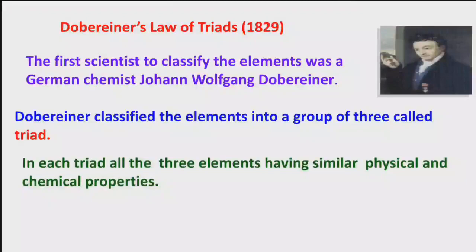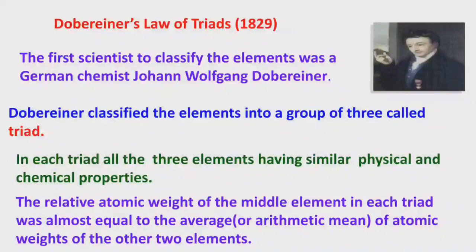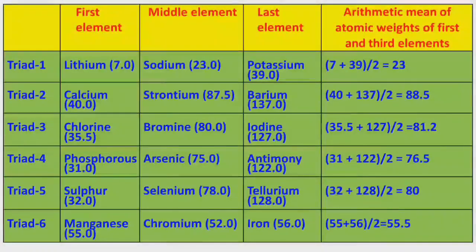In each triad, all the 3 elements have similar physical and chemical properties. The arithmetic mean of the atomic weight of the first element and the third element is almost equal to the atomic weight of the middle element, or second element. Here we can see examples for Dobereiner triads. Lithium, sodium, potassium is one of the triads.